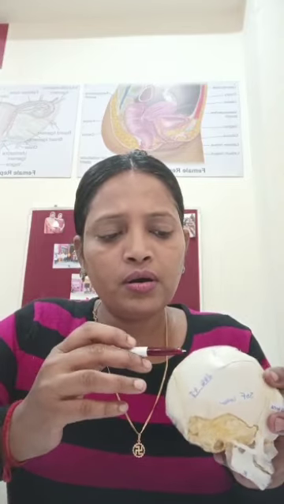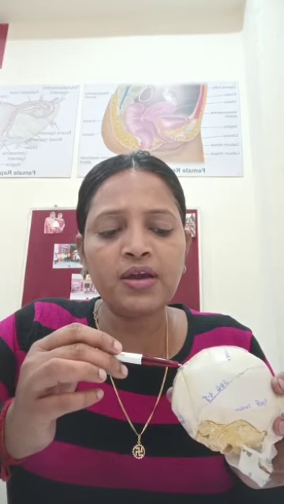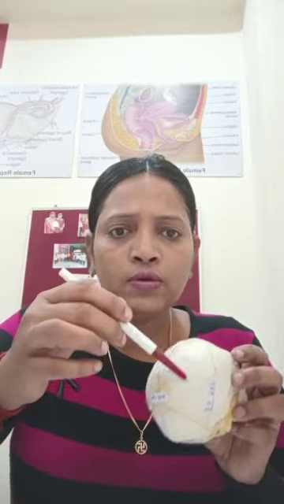Then it is covered posteriorly by the posterior fontanelle and the lambdoid suture. So overall, this is the vertex area.